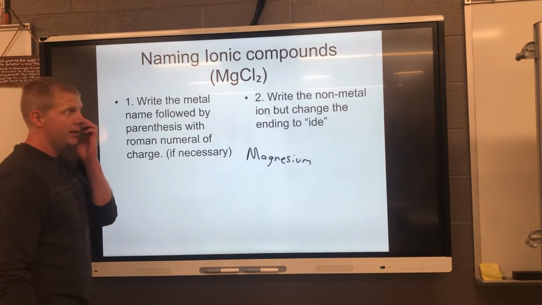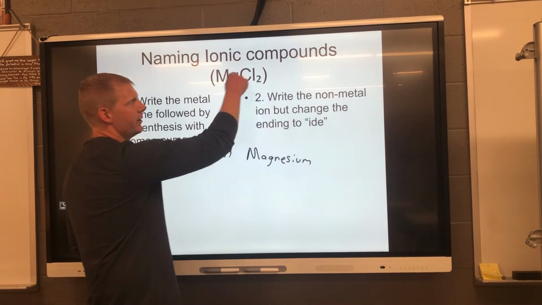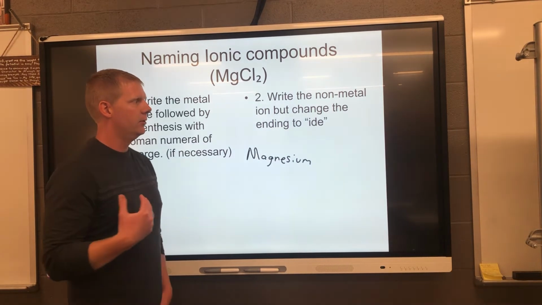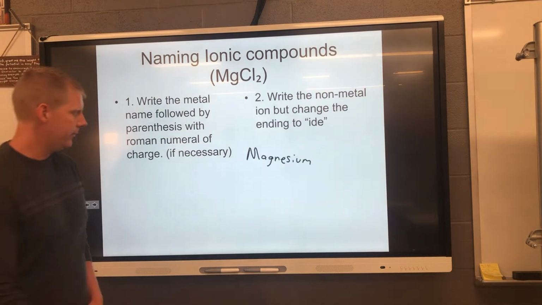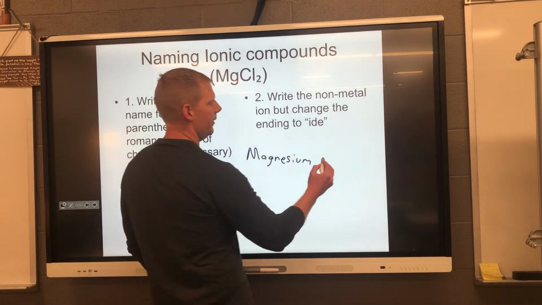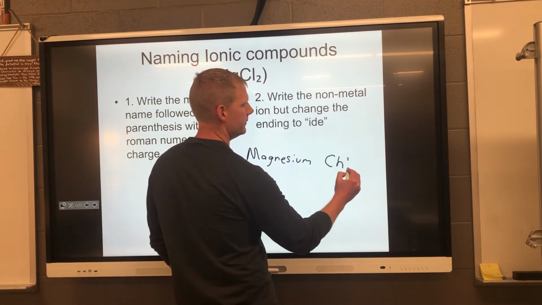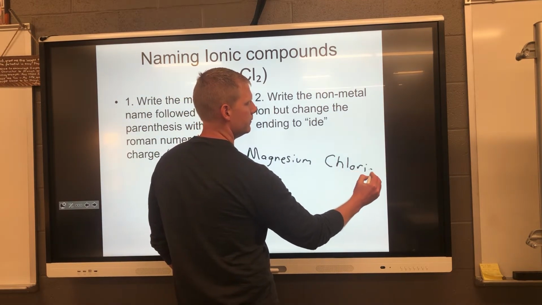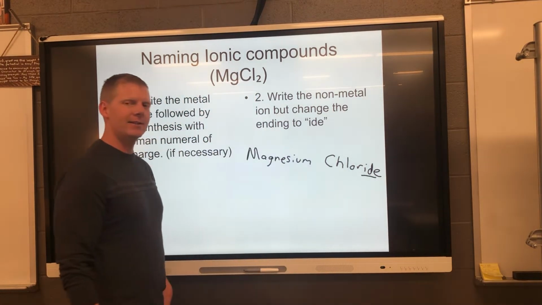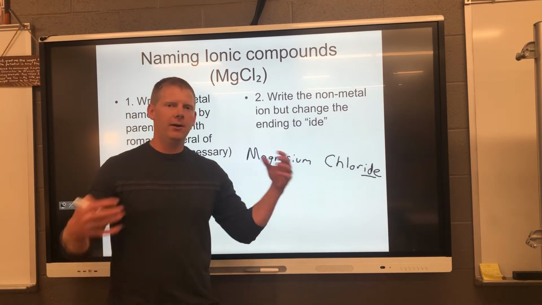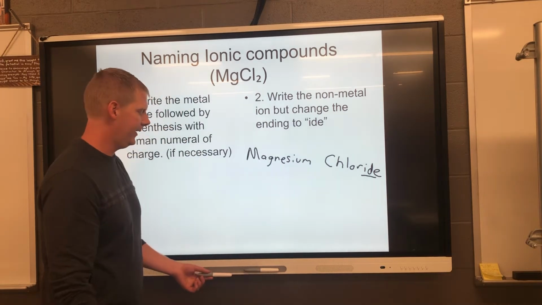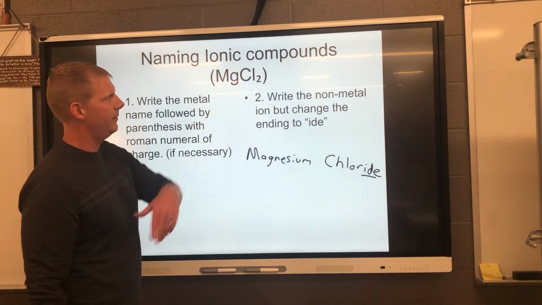Now the second step is you're going to write the non-metal, which is always going to be the second element, but you're just going to change the ending to -ide. So if we look at this, instead of magnesium chlorine, we're going to call it magnesium chloride. What that -ide basically tells us is that these two elements are chemically bonded together in an ionic bond, just by looking at the name of it. So that would be an example.